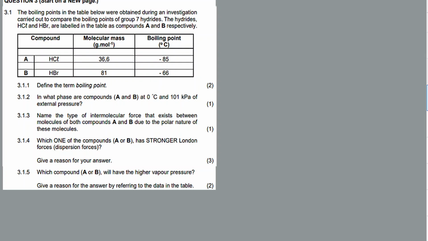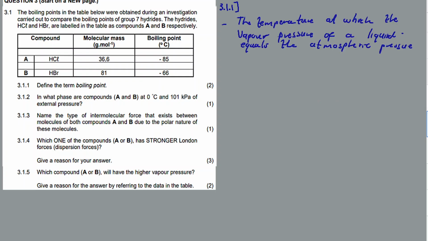Now 3.1.1: define the term boiling point. It's the temperature at which the vapor pressure of a liquid equals atmospheric pressure.